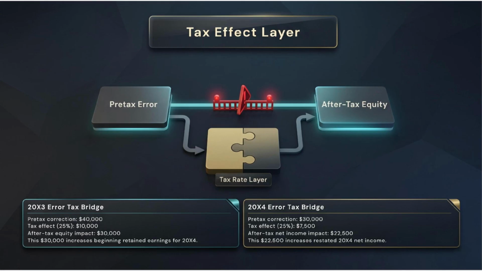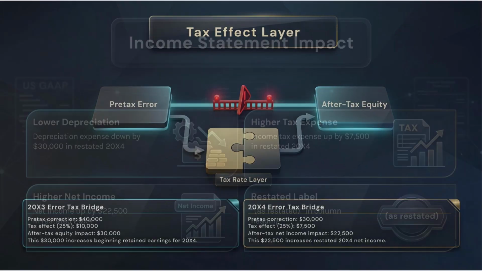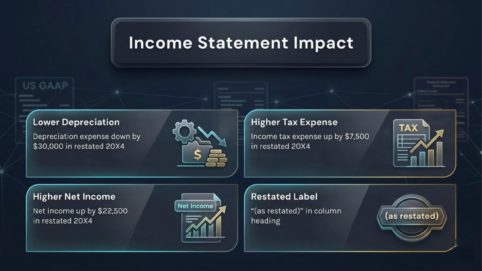For the 20x4 error, the pre tax correction is $30,000, tax effect is $7,500, and after tax income impact is $22,500. This tax bridge protects the equity calculation. Pre tax numbers affect accounting lines, but after tax numbers affect net income and retained earnings. Now summarize the 20x4 income statement impact.